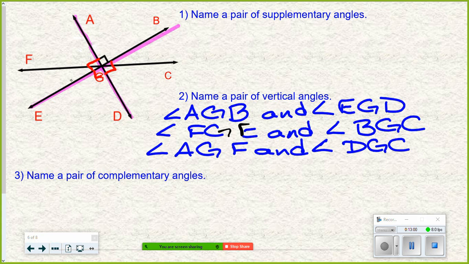The distance from here to here is 90 degrees. Distance from here to here is 90. The distance from here to here is 90. And the distance from here to here is 90. These are vertical, right? So you know those are both 90 degrees. And then here's a straight line, right? So 90 plus 90 equals 180. But there are four right angles there. Yes, the whole thing, if you added up all the angles, would be 360.